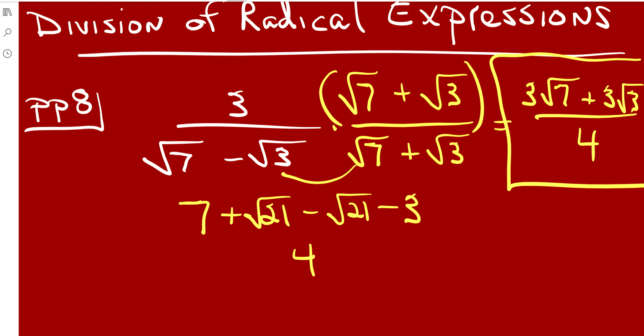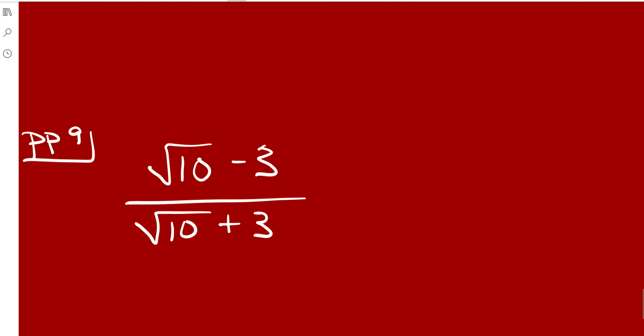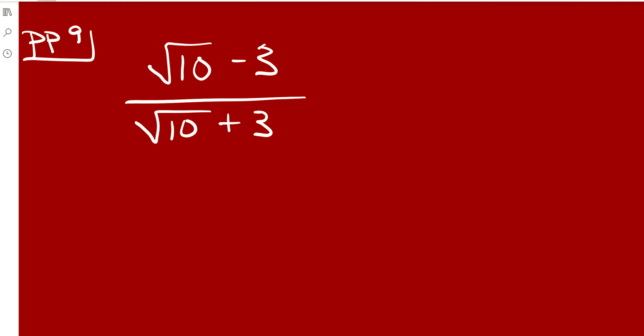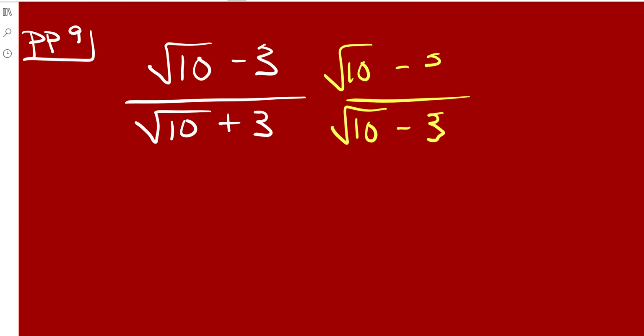Okay. How about this one, number 9? Why am I yelling? Okay, so I'm going to rationalize the denominator. That's the square root of 10 minus 3, top and bottom. Square root of 10 minus 3. Multiply.